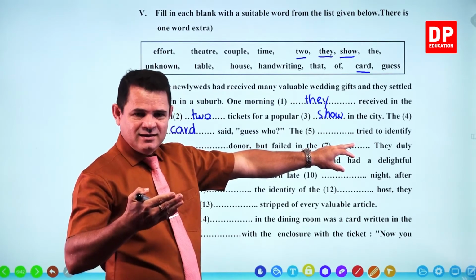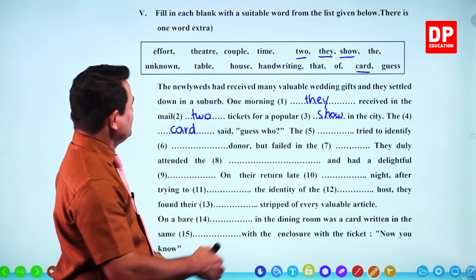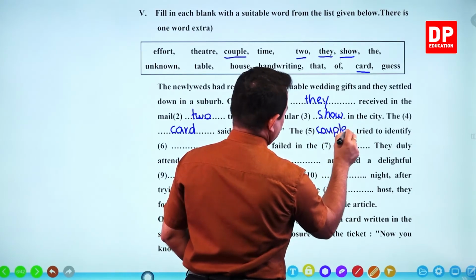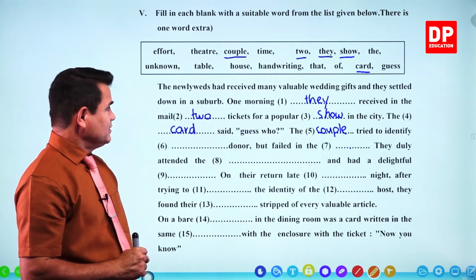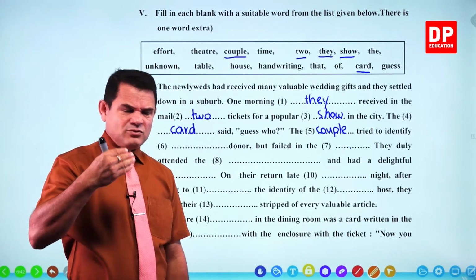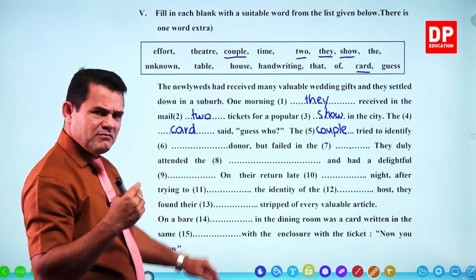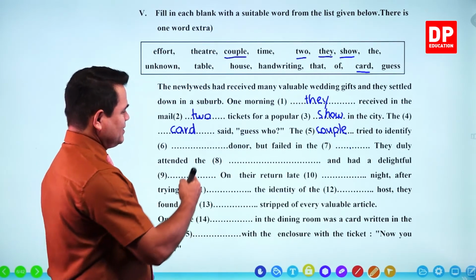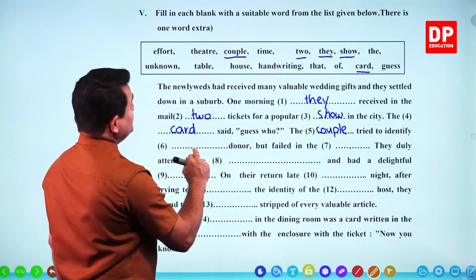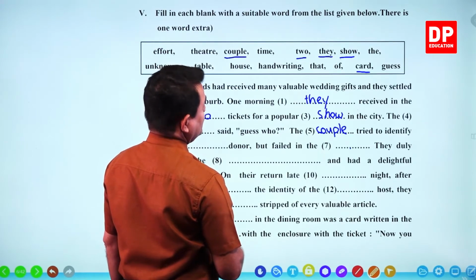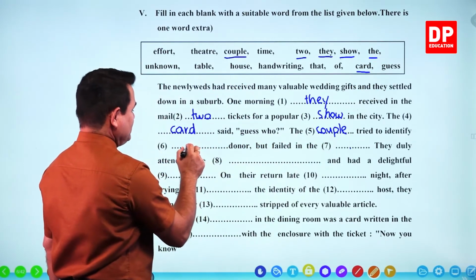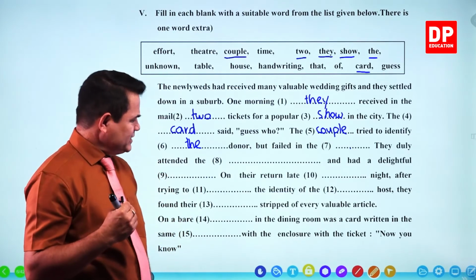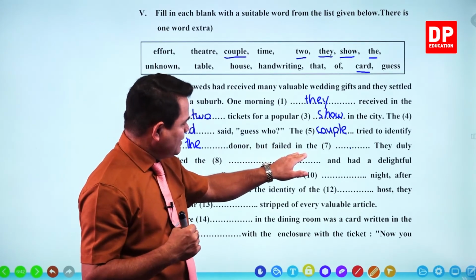After getting the card, the couple tried to identify. Now they looked at the card and tried to identify who sent such a nice film ticket. Guess, identify, donor. What comes here? Identify the donor. They tried to guess who the donor is, but failed.